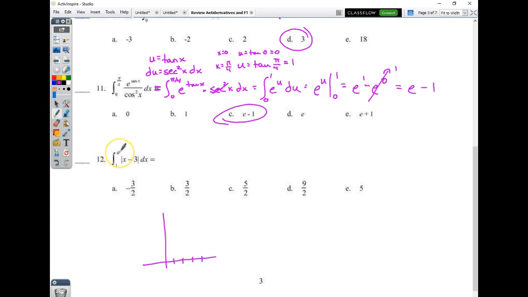I'm going to go from 1 to 4. If I select a 1 for x, then 1 minus 3 is negative 2. But of course, this is an absolute value, so it becomes positive 2. When x is equal to 0, or when our function equals 0, x has to be 3. And at the other endpoint of 4, I get a value of 1.